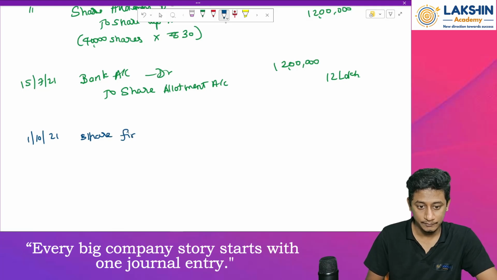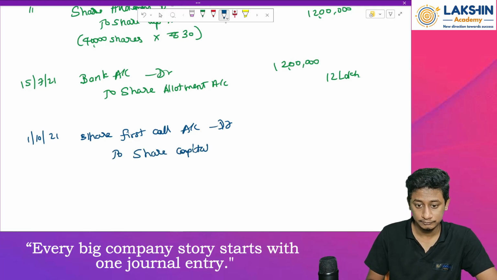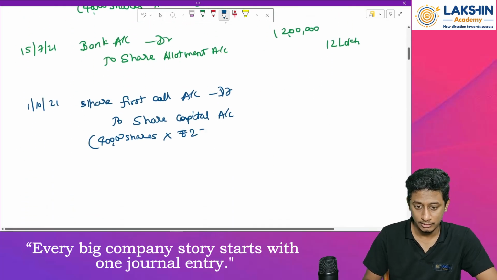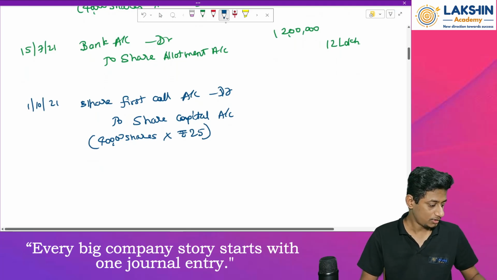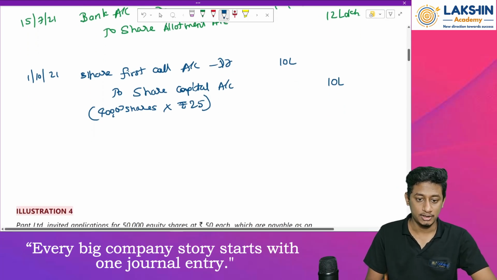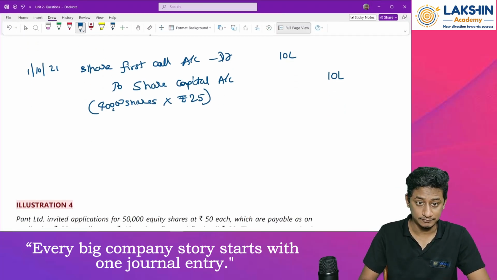Share first call account debited to share capital account. What is the amount? On 40,000 shares, we have received how much? Into rupees 25. 40,000 into 25 will be rupees 10 lakhs. 10 lakh rupees on first call. No, we have not received it, we are yet to receive.